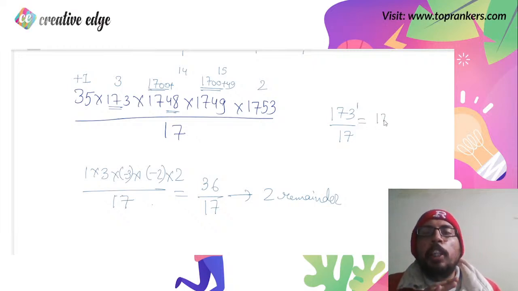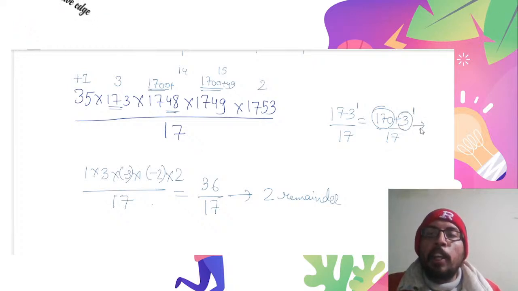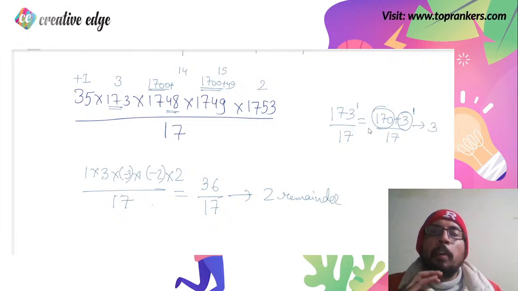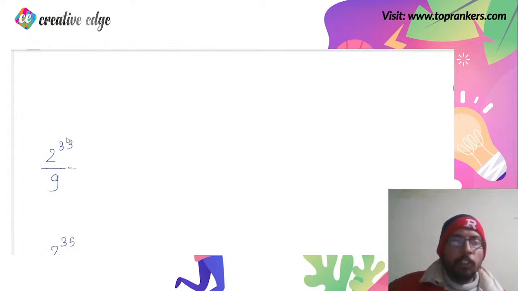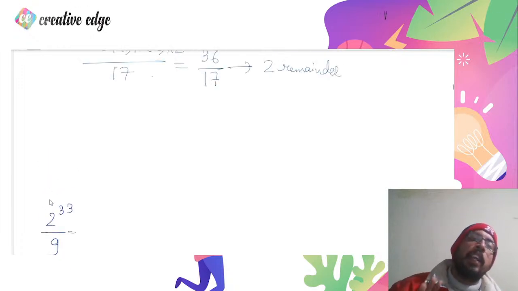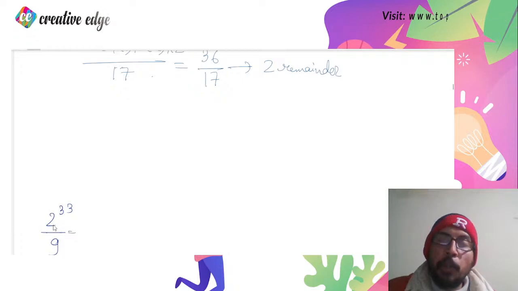Basically this 173 was nothing but 170 plus 3 upon 17. This 170 and 17 are going to get cancelled and 3 will be my remainder, or I would say 3 to the power 1 is going to be my remainder. But this time I have 2 raised to the power 33. Practically I cannot calculate 2 raised to the power 33 and then divide by 9. Then what should I do? I should anyhow make the difference between numerator and denominator to be 1. I'm not telling you to change the numerator and denominator. I'm telling you to modify it to some extent so that our calculation becomes easy.